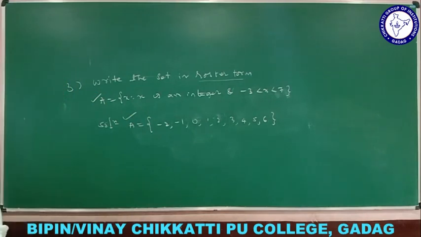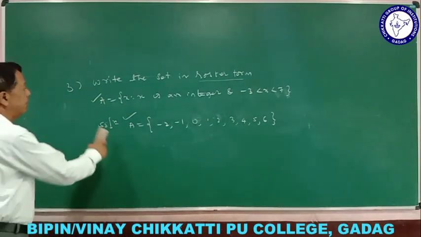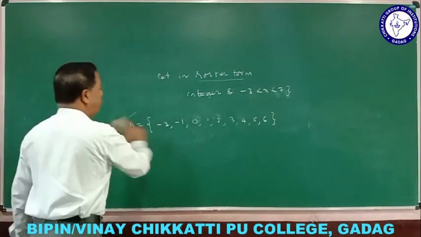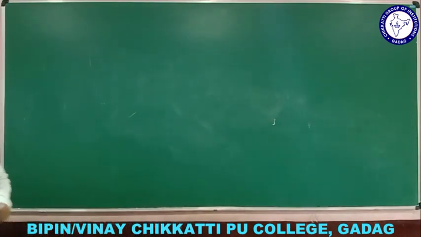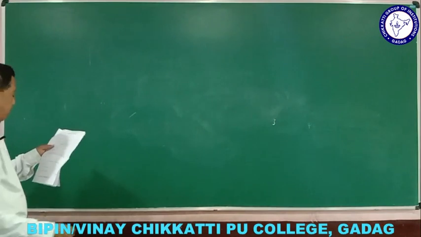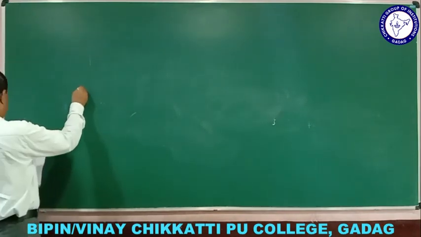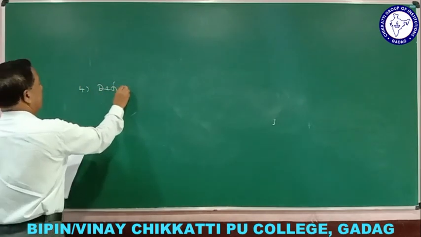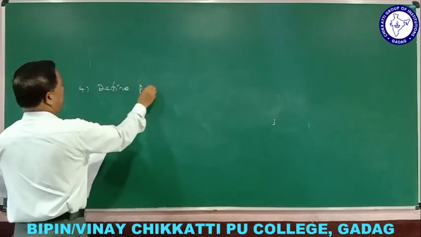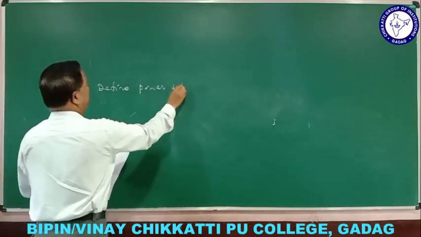So the next question, the fourth problem. How to write the fourth problem? And the question is: define power set. This is for 1 mark, they may ask.